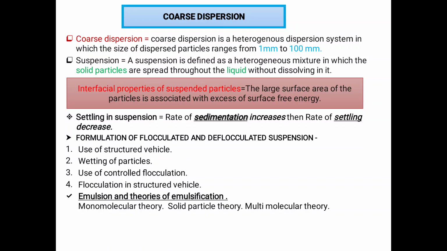Next point we'll discuss is coarse dispersion. Coarse means particle size greater than what we can see with naked eyes. Coarse dispersion is a heterogeneous dispersion system in which the size of dispersed particles ranges from 1 nanometer to 100, meaning greater than 0.5 micrometer in size. These particles can be seen with naked eyes. Suspensions are biphasic liquid dosage forms in which a solid is dispersed in a liquid medium.